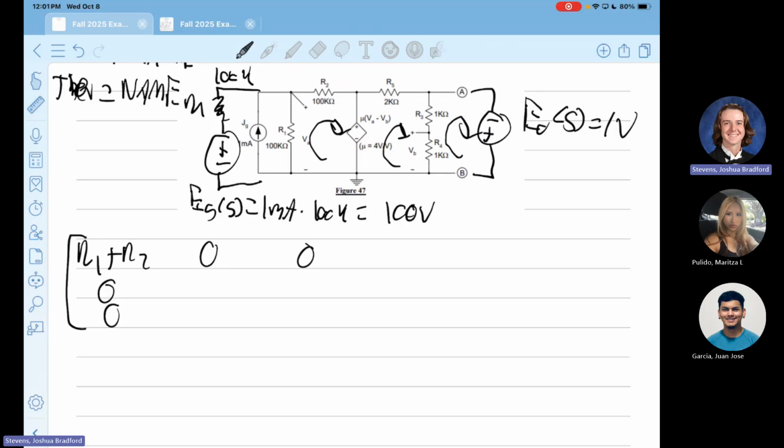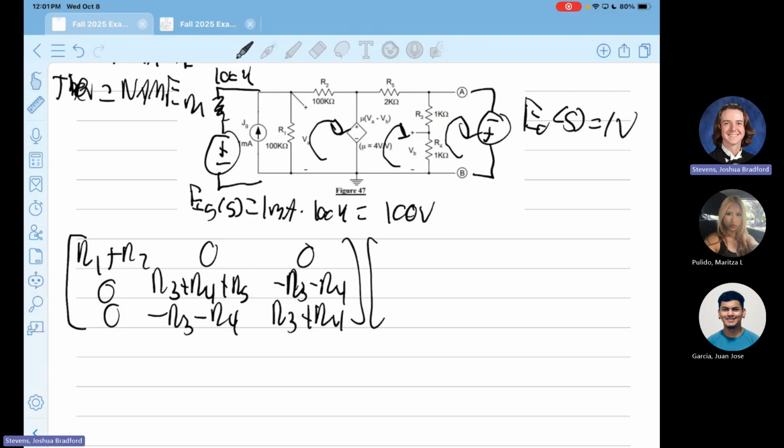All right. Mesh 2 has R3 plus R4 plus R5. Anything being shared between mesh 2 and 3? What are those resistances? R3. Yep. So are they positive or negative? They're being shared. Yep. Negative R3 minus R4. Copy paste here. That's supposed to be a minus. I will make that better. All right. And then IM3 is just R3 plus R4.